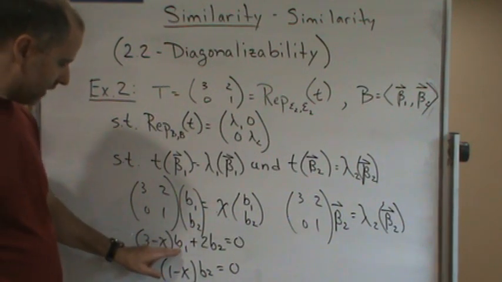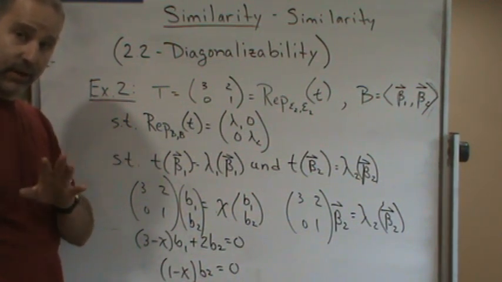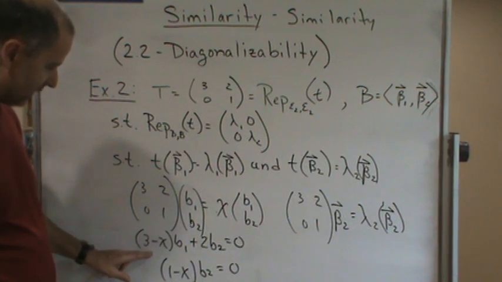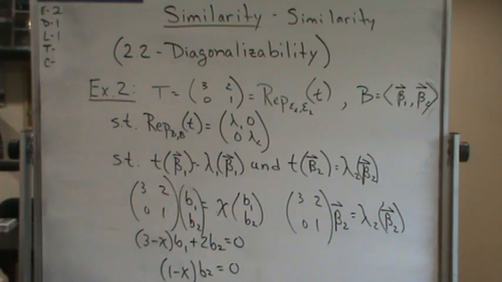But again, if b1 is equal to 0, well, we've just said that b2 is equal to 0. So they both can't be 0 because, again, we can't have both zeros along the diagonal. Okay, so that means that x is going to be 3. And so, again, we are left with the first diagonal entry as lambda 1 equal to 3.